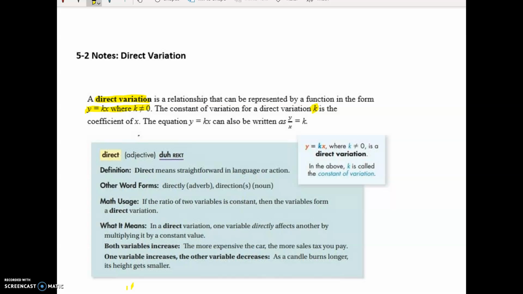Here's some examples where both variables increase. The more expensive the car, the more sales tax that you are going to pay. So one directly affects the other. Here we have one variable increases while the other decreases. As a candle burns longer, its height gets smaller. Again, one directly affects the other. So that is where direct variation comes in.